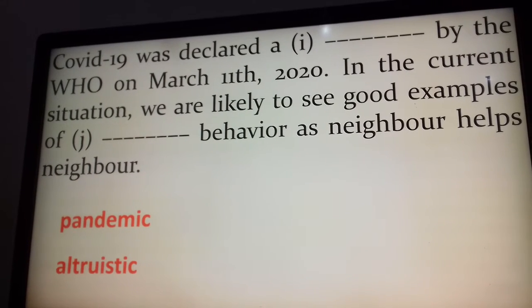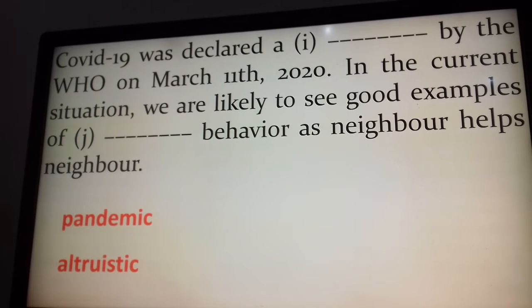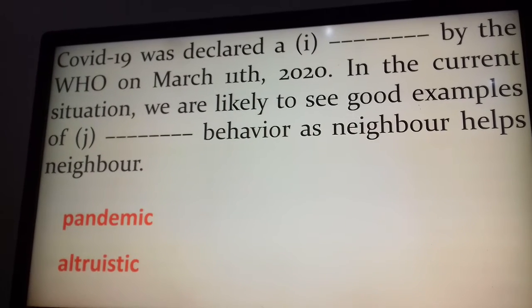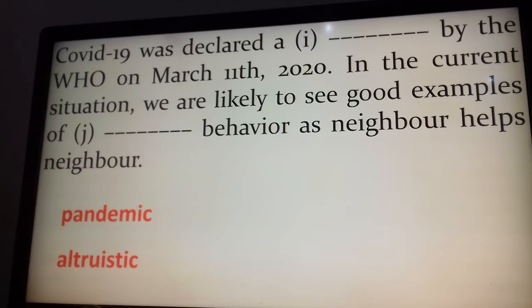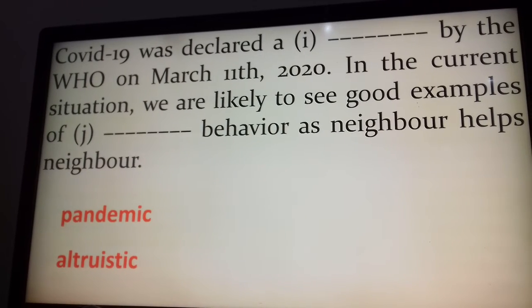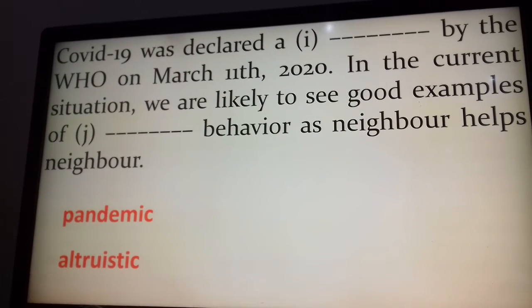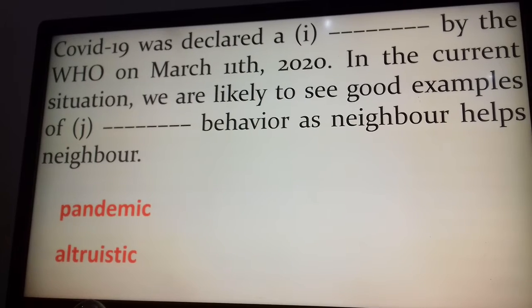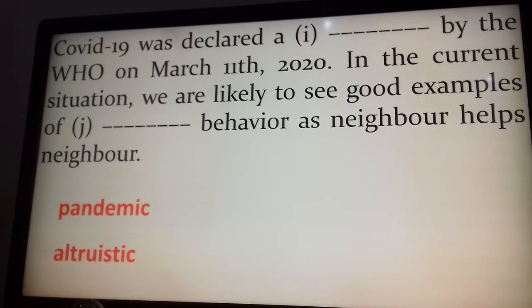All right. So, dear listeners, this was the exercise I provided with you to work on vocabulary related to coronavirus, and I hope you liked it.